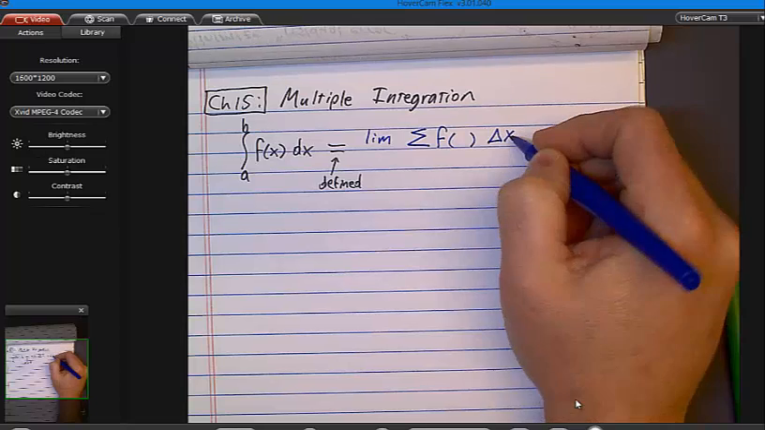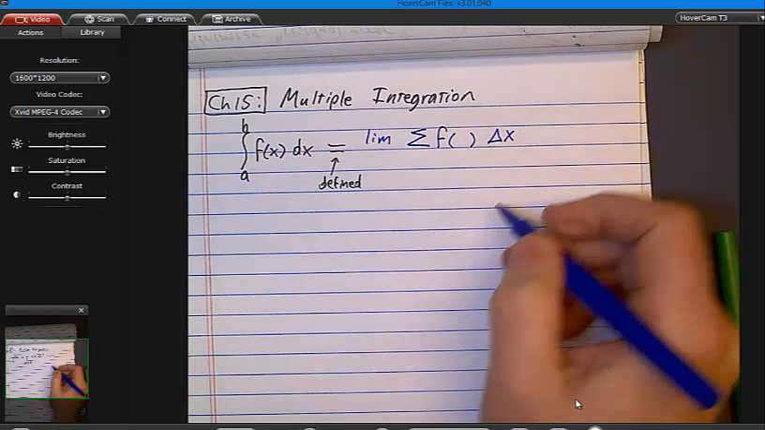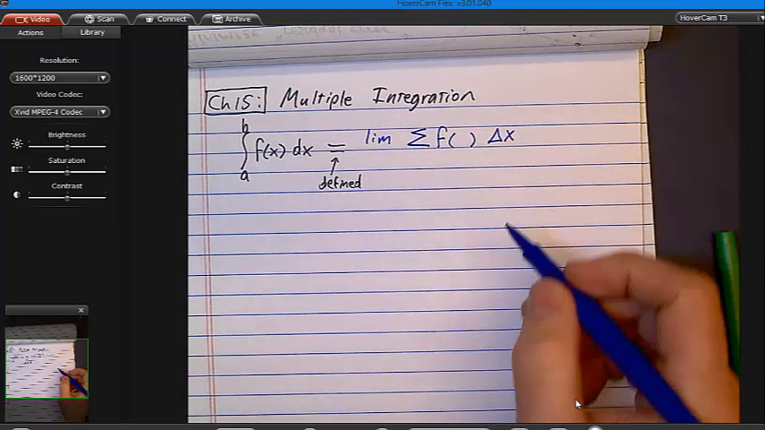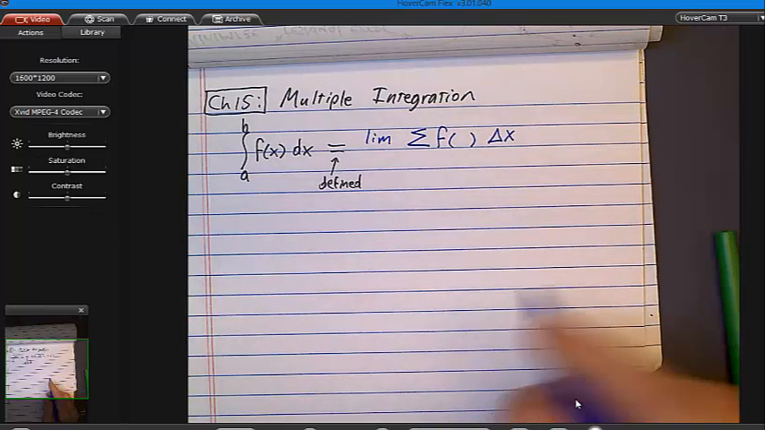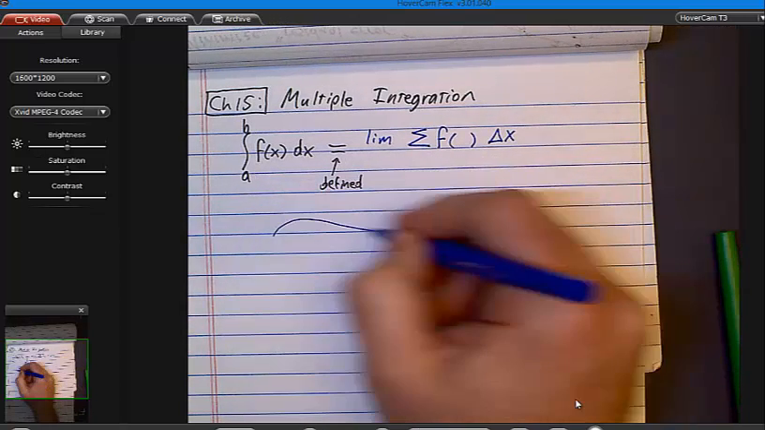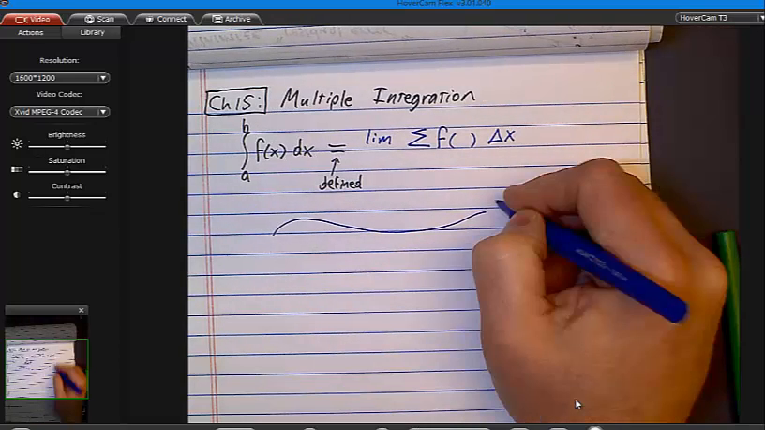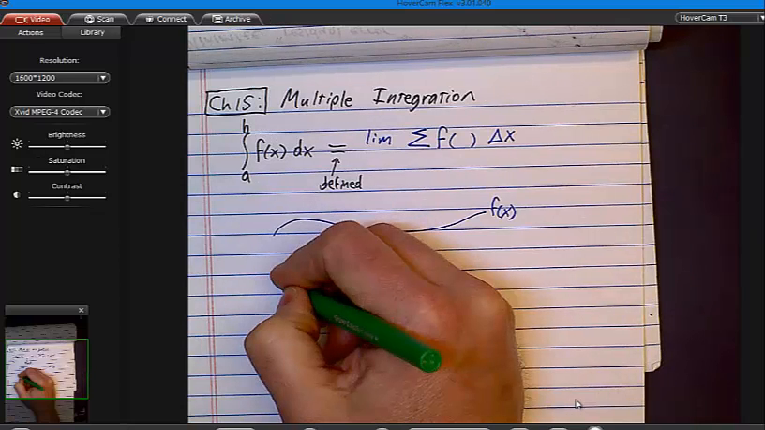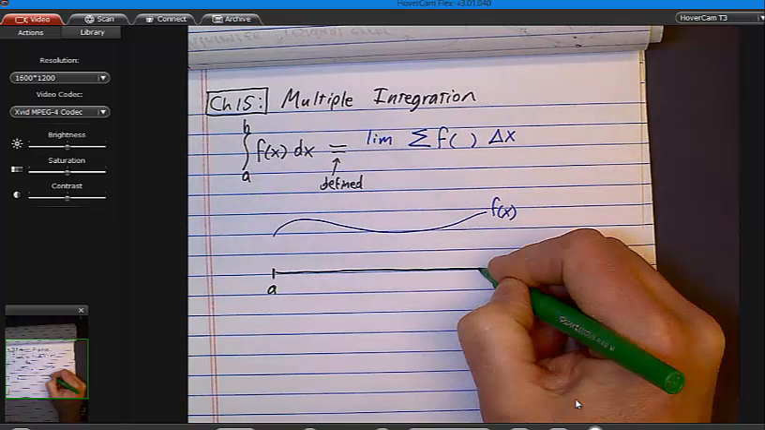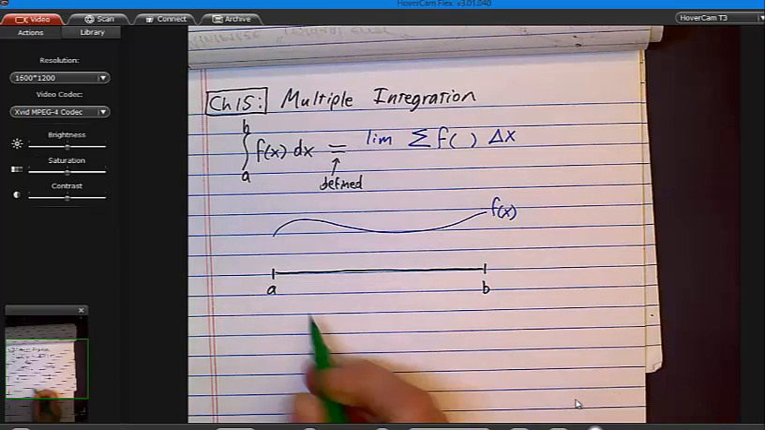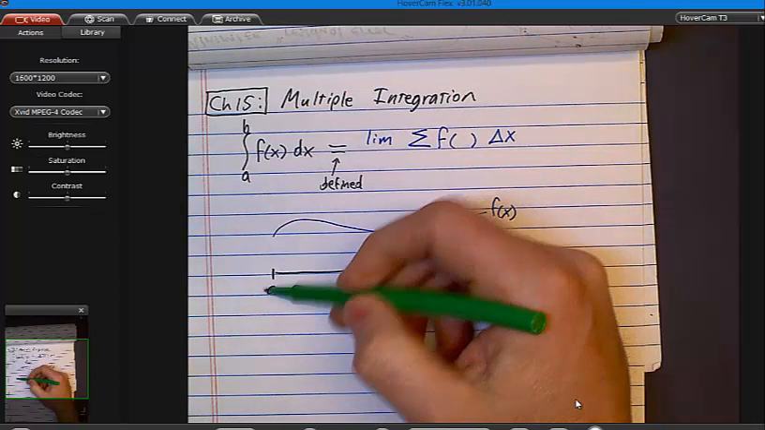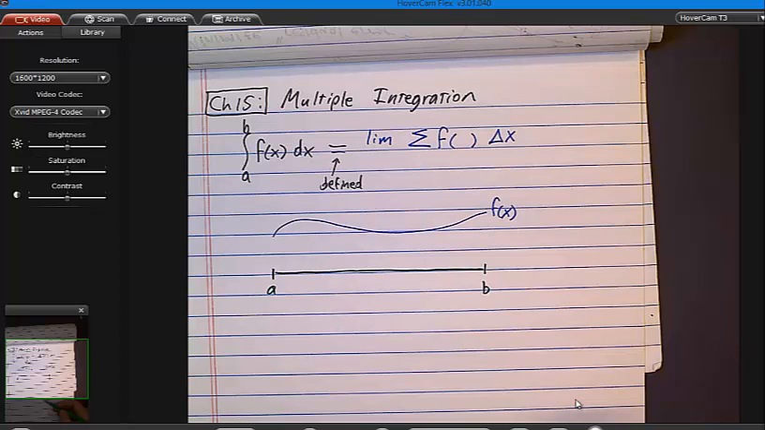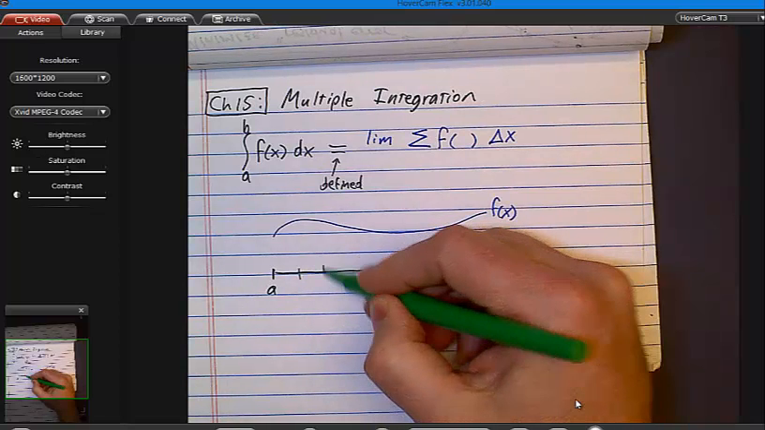Delta x, okay? And just so you understand the picture, here's your function, f of x, and let's say it's defined over the interval a, b. So this is the x-axis, and I want to approximate the area. What do I build? A bunch of rectangles. That's exactly right.